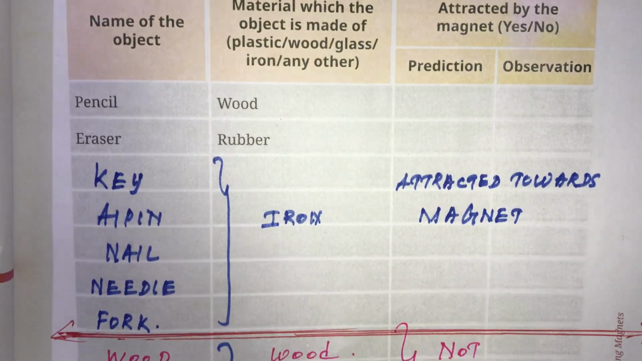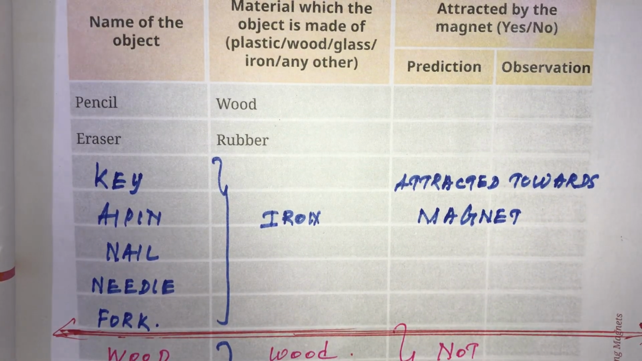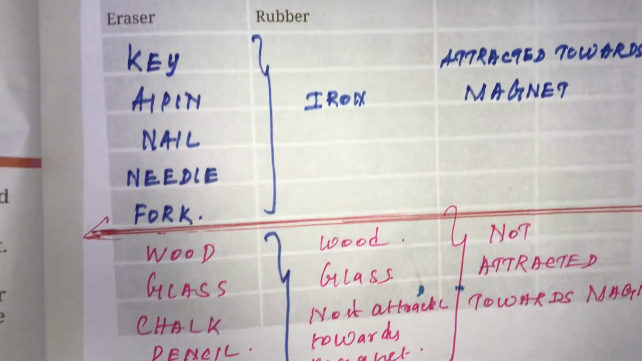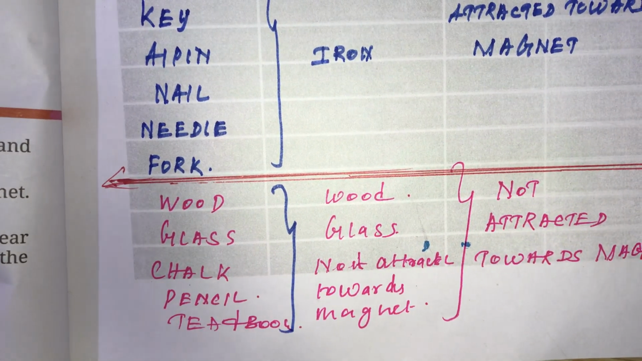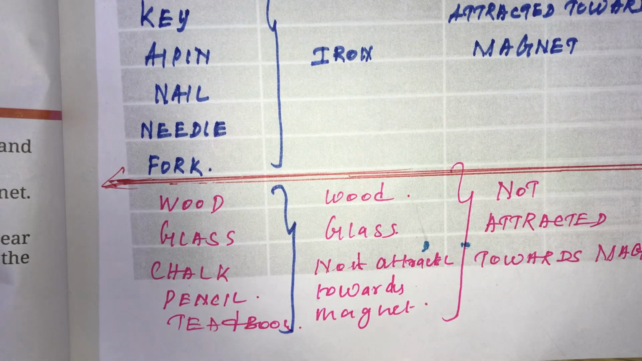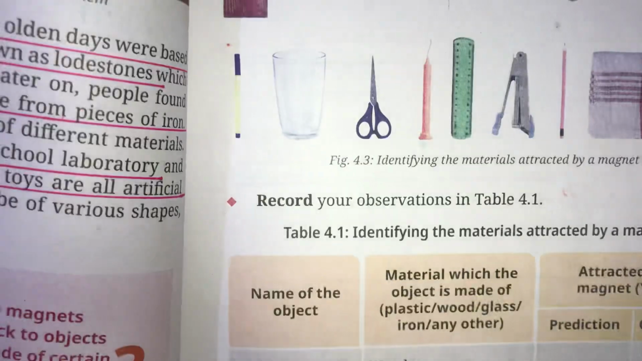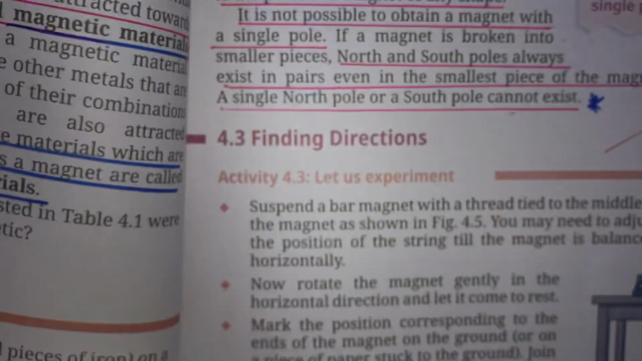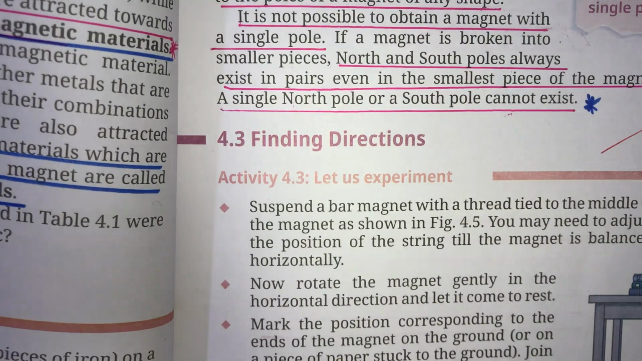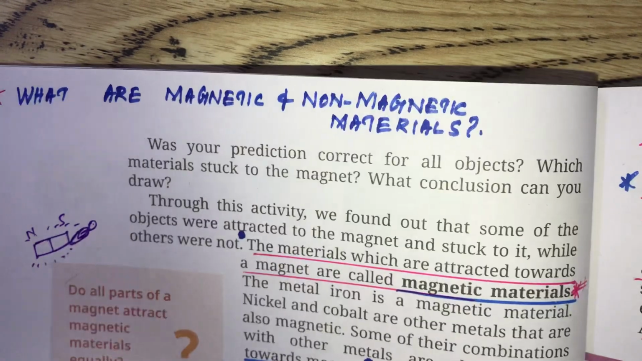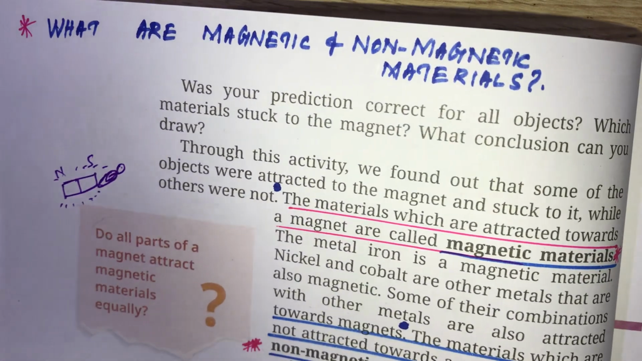Key, nail, needle, and fork are made up of iron and get attracted towards the magnet, so they are called magnetic substances. Other substances like wood, glass, chalk, and pencil boxes are made up of their respective substances like wood and glass. They are non-magnetic substances, not attracted towards the magnet. Next we are going to see the definition of magnetic and non-magnetic materials.